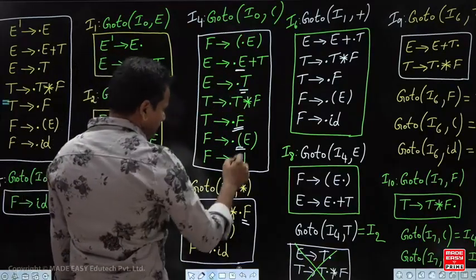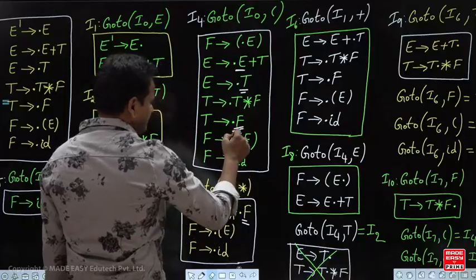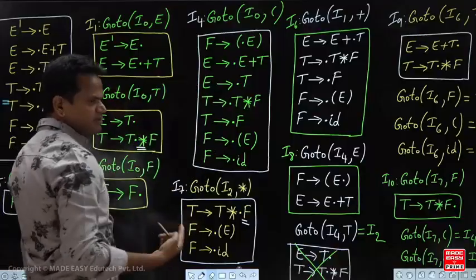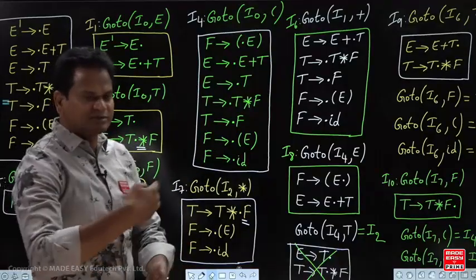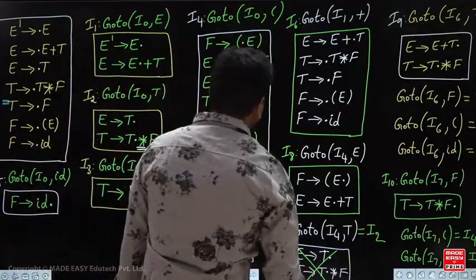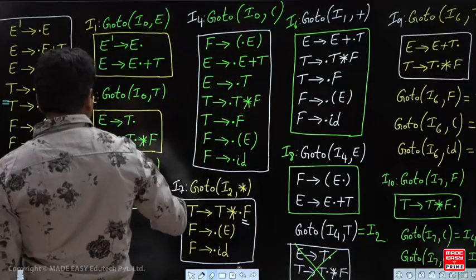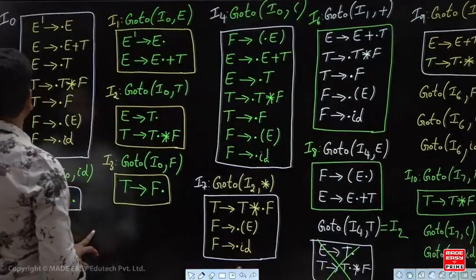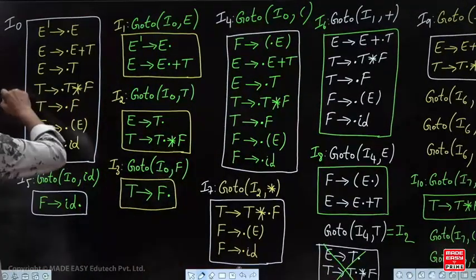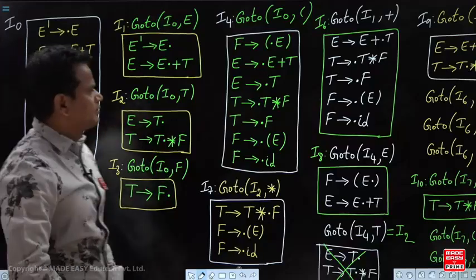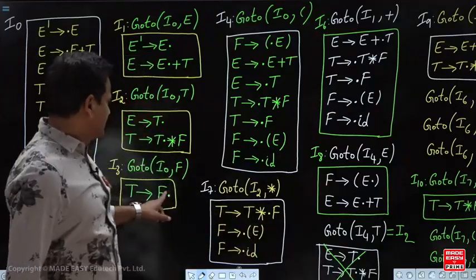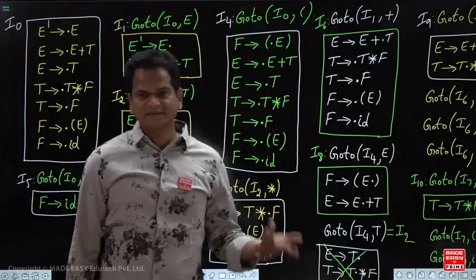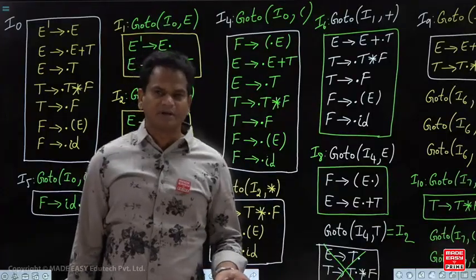So if the dot has not reached the end, then after the dot there may be the shift symbol. Not reached means some symbol will be there after the dot. That shift symbol may be a terminal or may be a non-terminal. Are you following? If the dot reaches the end, we will call that a final item. And if the dot has not reached the end, then a shift symbol will be there after the dot, and that shift symbol may be a terminal or non-terminal.